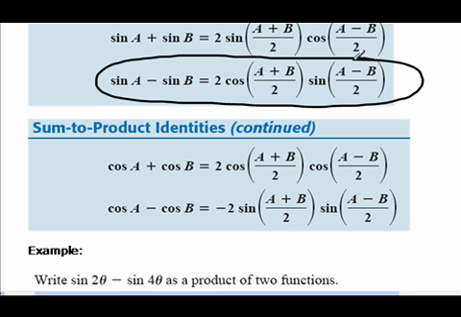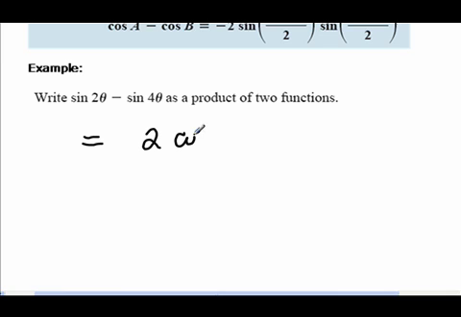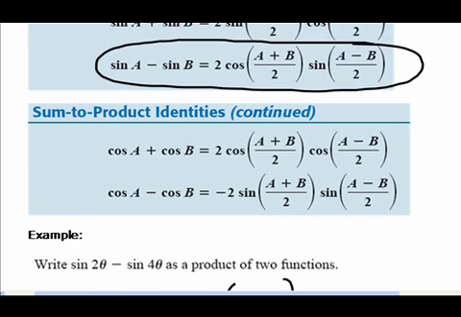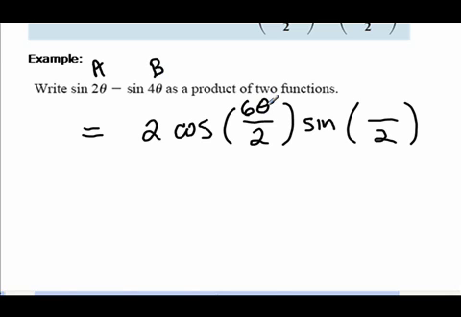So the sine of A minus sine B is equal to 2 cosine something over 2 times sine of something over 2. And I fill in my somethings. I simply add A plus B together, and then I turn around and subtract B from A. What's A? A is 2 theta. B is 4 theta. A plus B, 2 theta plus 4 theta, 6 theta. A minus B would be 2 theta minus 4 theta, and that's a negative 2 theta.